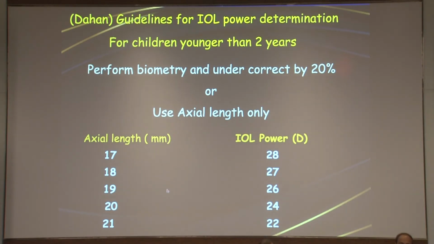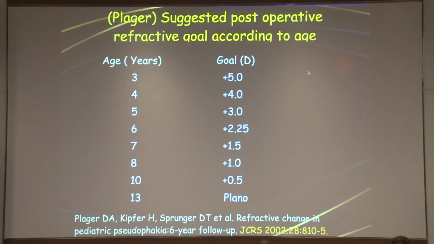The Dahan's guidelines suggested fixed powers for a fixed number of axial lengths, and they suggested an overall undercorrection of 20% based on the axial length alone. But as time progressed, we realized that axial length, keratometry, age, all of these factors play an important role. And this was another important paper by Plager and group, which suggested that for younger children, you undercorrect more, and as the child grows older, you undercorrect less.